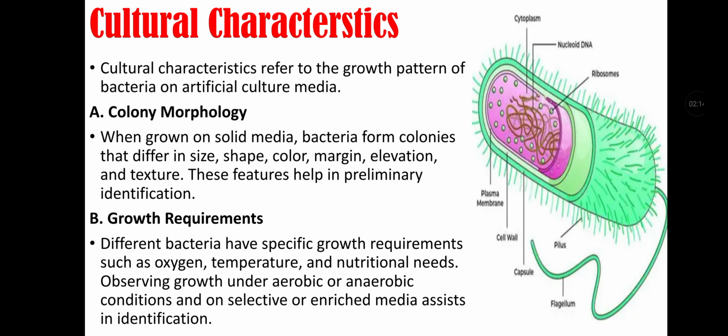Second is growth requirement. Different bacteria have specific growth requirements such as oxygen, temperature, and nutritional needs. Observing growth under aerobic or anaerobic conditions and on selective or enriched media assists in identification.